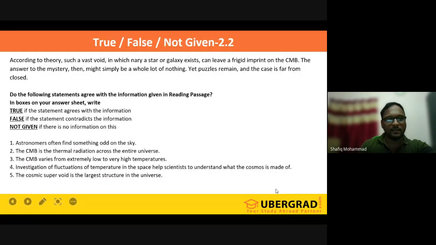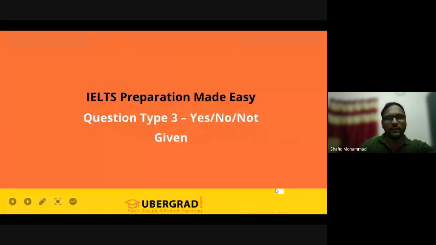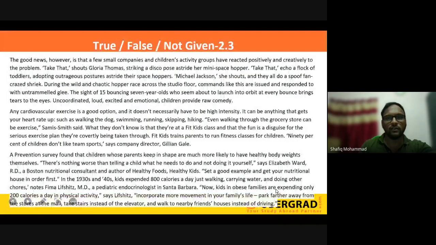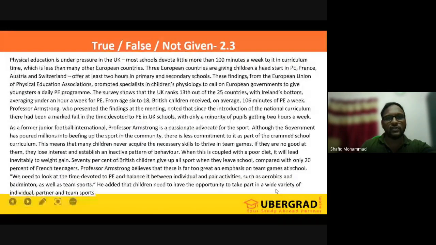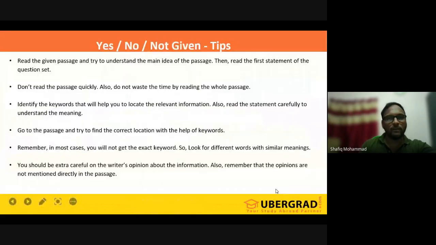Yes. Let's go to 2.3, which will be your homework. Activities of children will be your homework. Okay. Let's do 3.1, which is yes, no, not given. It is almost like, yeah. So I raised this doubt earlier. This is perfectly clear now.